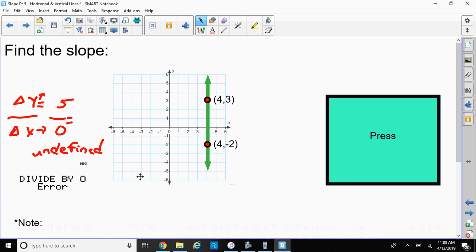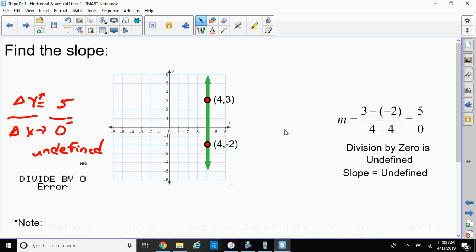So division by 0 error. Even if we use the point slope formula, subtract the y coordinates, 3 minus -2, that'll give you 5. And 4 minus 4, there's your problem. The x coordinates are the same. So that's something you should know. When the x coordinates are the same, you have an undefined slope, because 4 minus 4 will give you 0 because those values canceled out. So there you have an undefined slope.